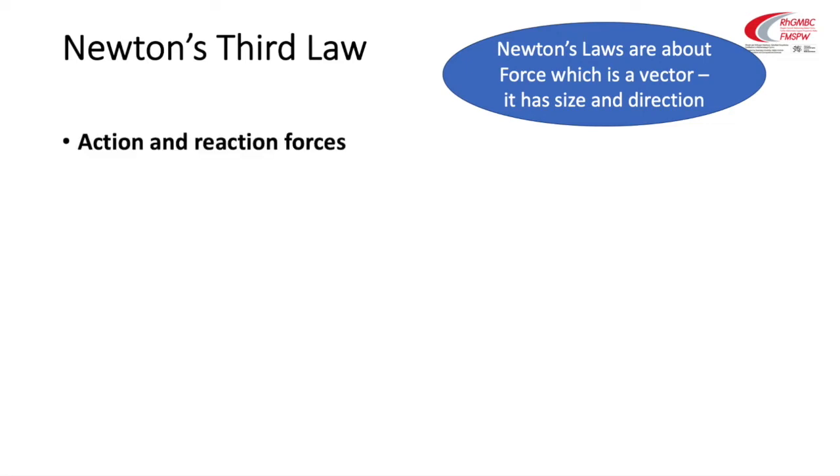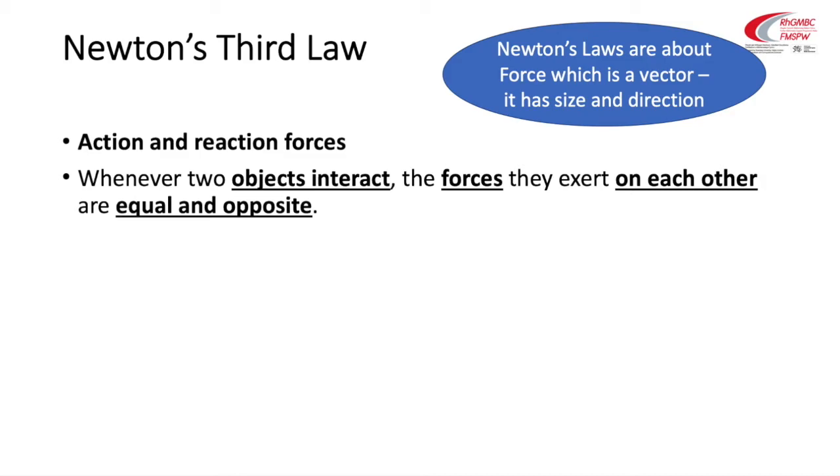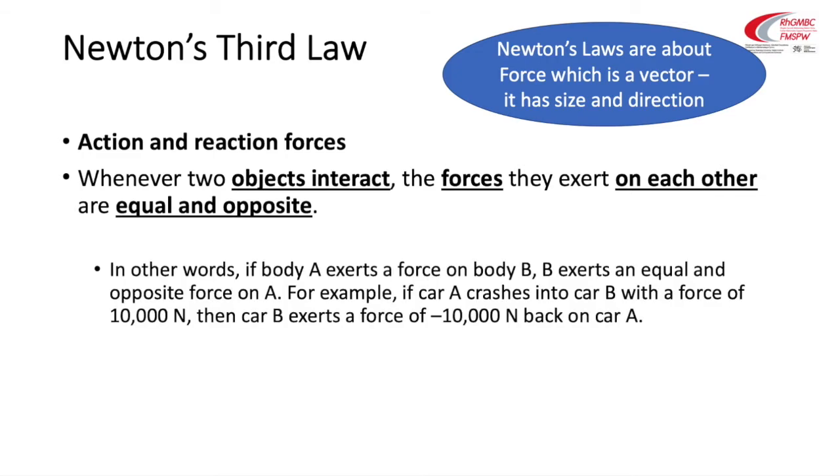Newton's third law is about action and reaction forces, and it states that whenever two objects interact, the forces they exert on each other are equal and opposite. So in this rather unpleasant example, if body A exerts a force on body B, B exerts an equal and opposite force on A. For example, if car A crashes into car B with a force of 10,000 newtons, then car B exerts a force of minus 10,000 newtons back on car A. So the minus is telling us that it's opposite.